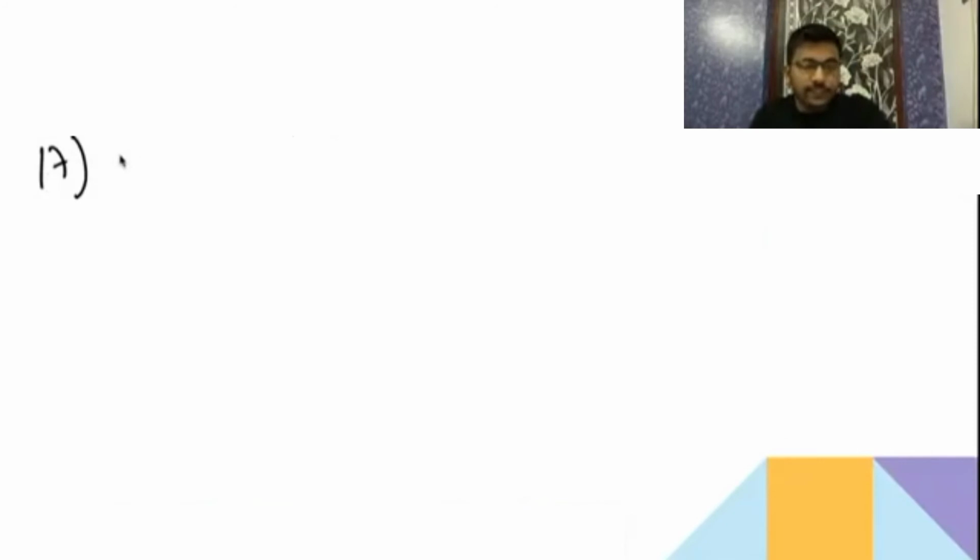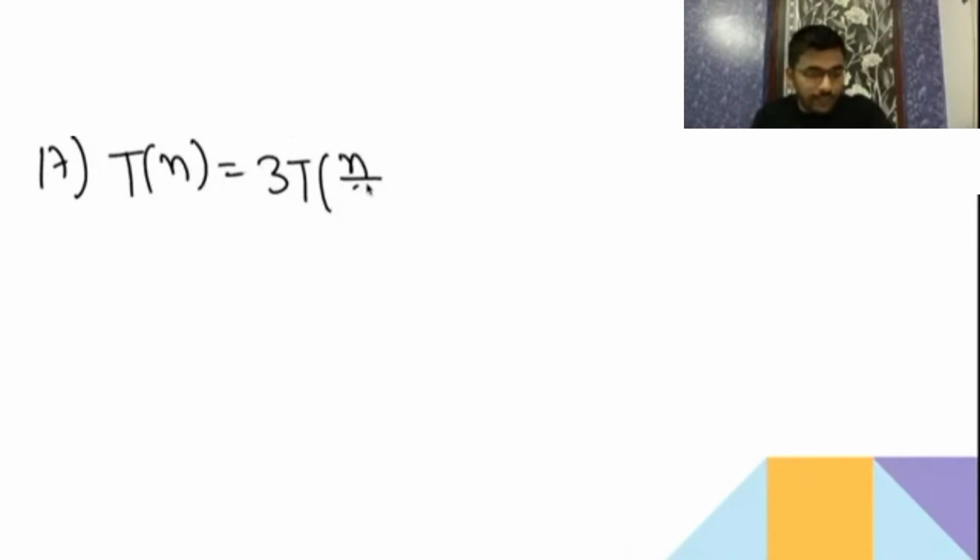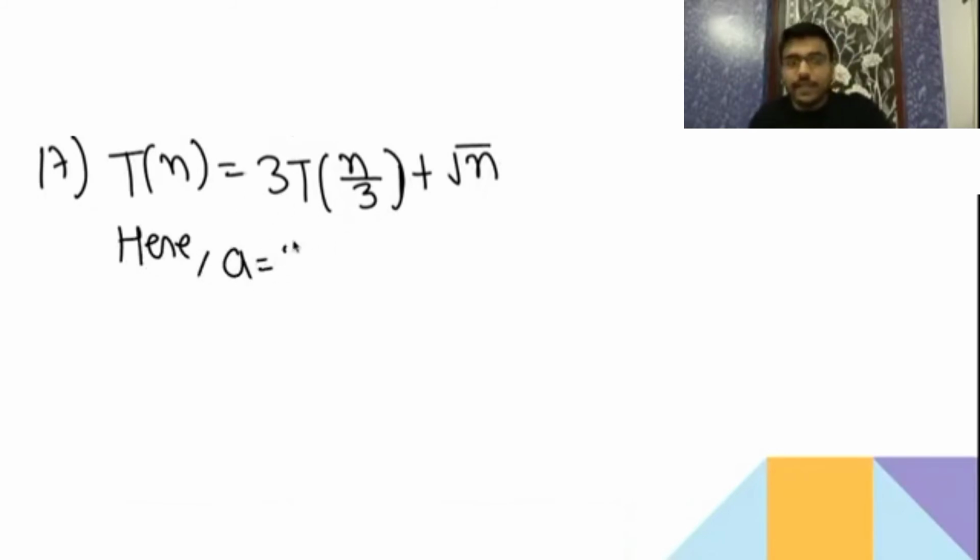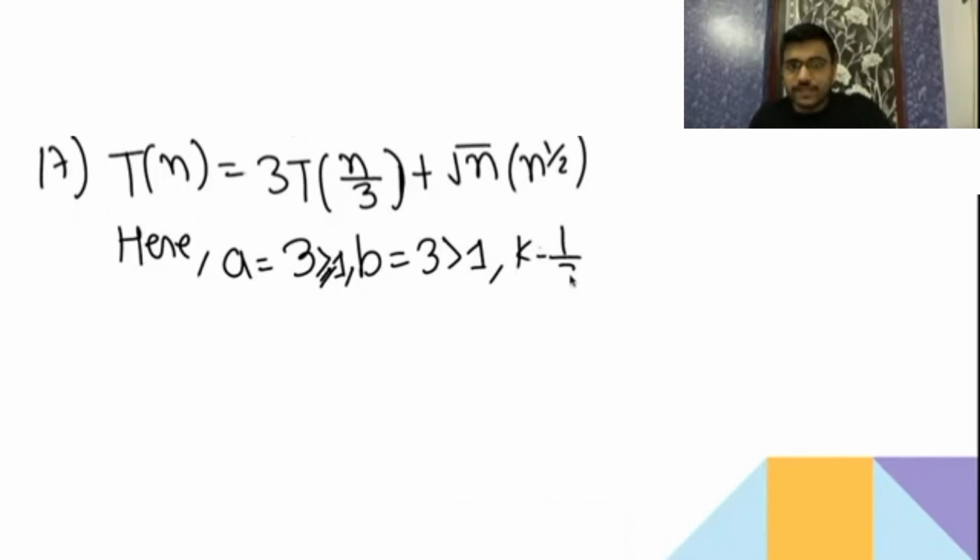Now see 17. Tn is equal to 3T(n/3) + root n. So here a is 3. Those who have done it, please comment what is your answer. Here a is 3 which is greater than or equal to 1, b is 3 which is greater than 1, and k is half, because you can write this as n to the power half. So k is half which is greater than or equal to 0, and p is 0.